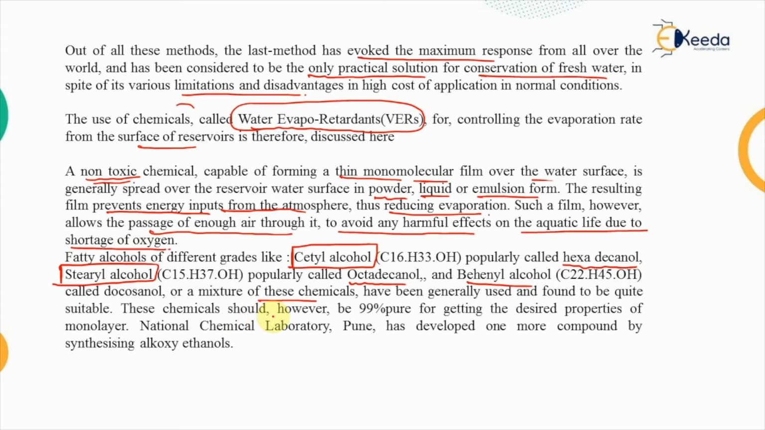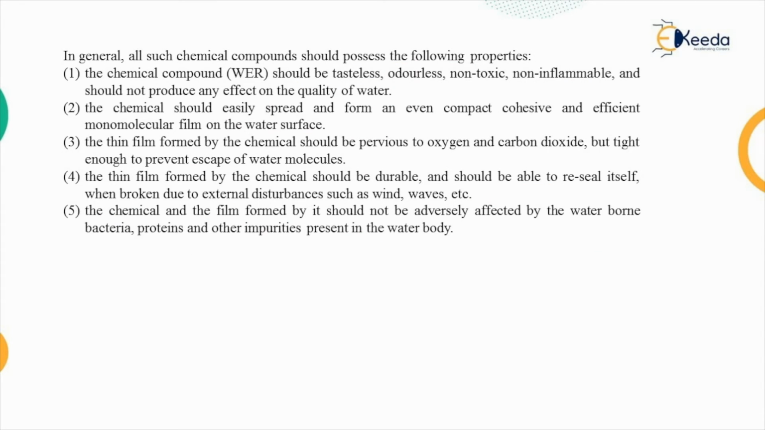The chemicals that we are using, however, should be 99% pure for getting the desired properties of the monolayer. And National Chemical Laboratory Pune has developed one more compound by synthesizing the alkoxyethanol. So this is a developing process and we are getting new and new chemicals for the reduction in the evaporation process. But there are few factors which have to be kept in mind when we are using these chemicals.